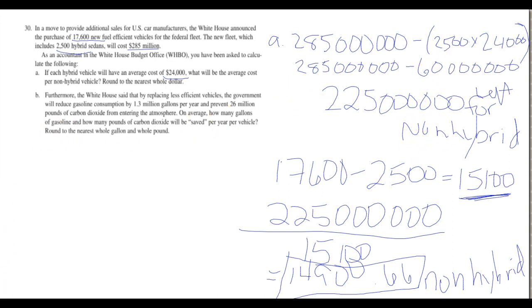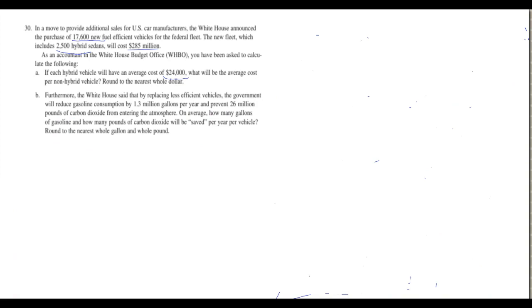Let's move on to B. Okay, so let's look at B. So it says, furthermore, the White House said that by replacing less efficient vehicles, the government will reduce gasoline consumption by 1.3 million gallons per year and prevent 26 million pounds of carbon dioxide from entering the atmosphere. On average, how many gallons of gasoline and how many pounds of carbon dioxide will be saved per year per vehicle? Round to the nearest whole gallon and whole pound.